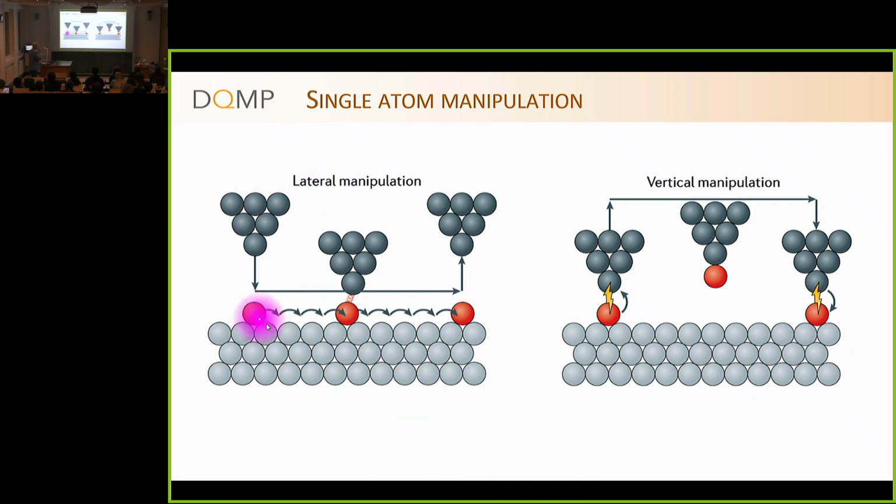You approach your tip until you have some interaction, and then you drag the atom along, keeping the tip very close. So either you drag or you push. This depends a bit on the exact materials that you use. There is another technique to move atoms around, which is actually much more interesting, which is vertical manipulation, where you apply some pulse, and then the atom jumps from the sample to the tip and stays on the tip. And then you can go wherever you want and put it back down.